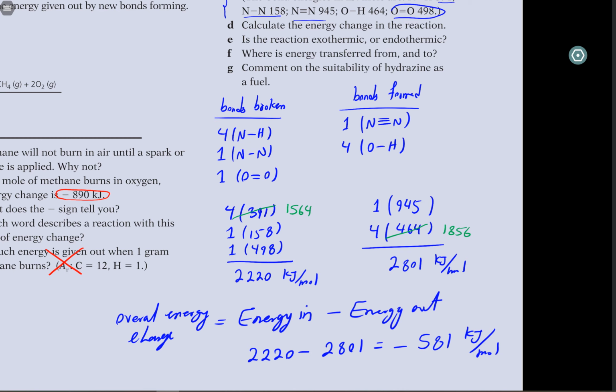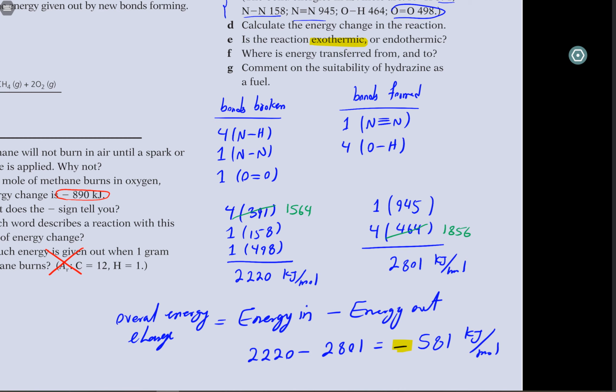Part E, is the reaction exothermic or endothermic? This negative sign in the overall energy change tells you that the reaction is exothermic. Part F, where is the energy transferred from and to what? This energy which is released during this reaction was stored in the chemical bonds of the hydrazine. So the chemical potential energy is transferred to thermal energy in the form of heat, and this energy transfers to the surroundings in the form of heat.